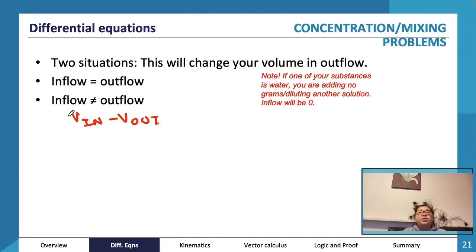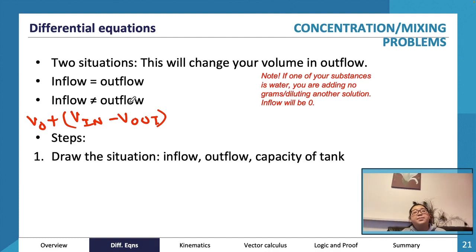So essentially I go that this is my V initial plus my V in minus my V out. That way, if they both cancel out, peachy days. If they don't cancel out, you still don't forget about the effect of volume on your concentration.